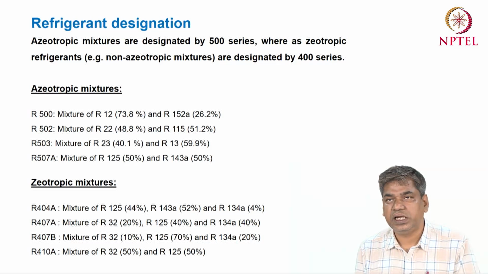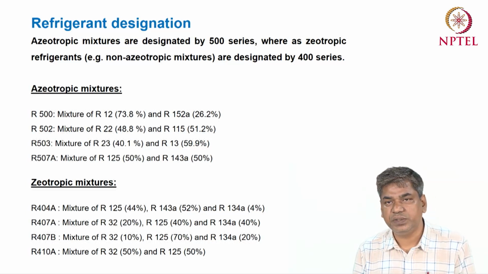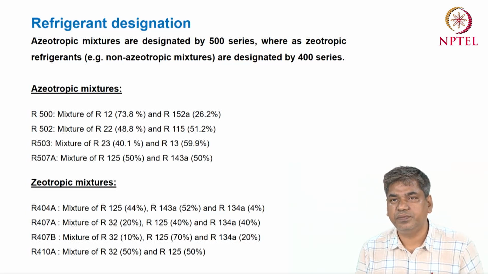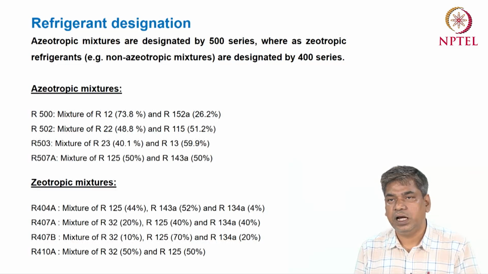For this case the 500 series is used, and in the case of zeotropic mixtures, that means non-azeotropic mixtures, the 400 series is used. For example, R404A is a mixture of R125, R143A plus R134A. Similarly, R407A, R407B, R410A. So these are all zeotropic mixtures.